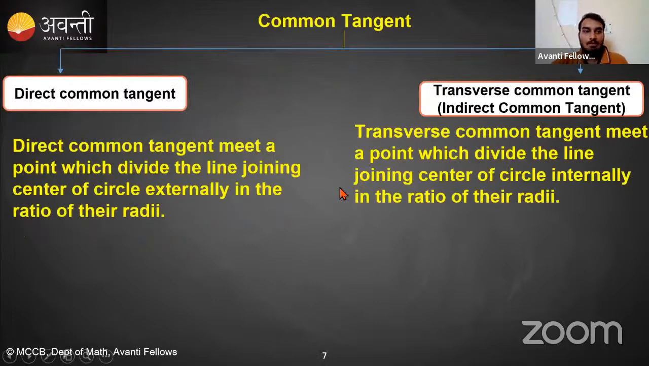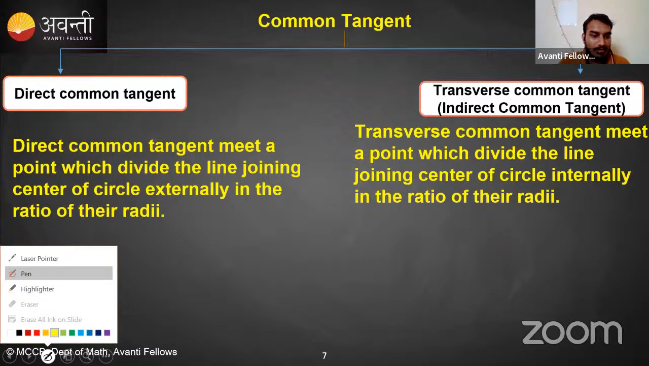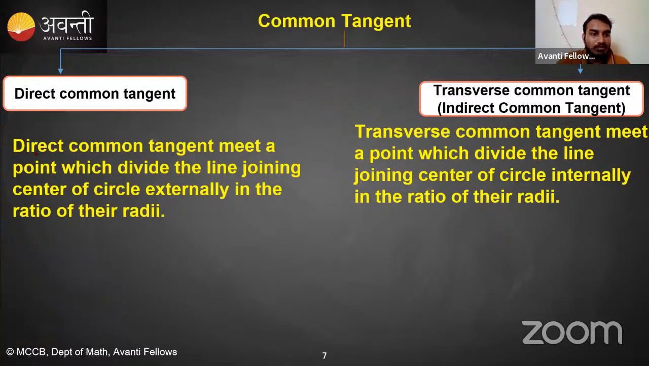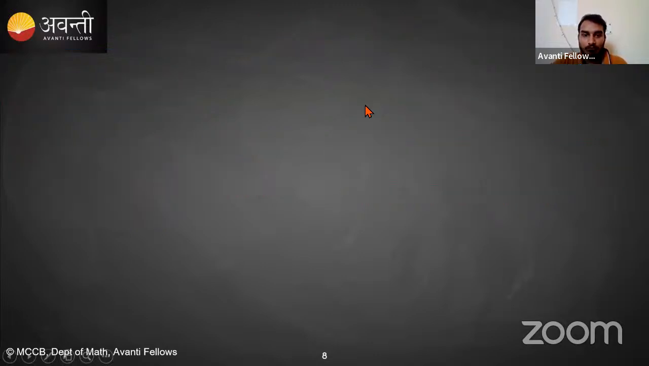Now this point I have already repeated. I have just written here again that the direct common tangents meet at a point which divides the line joining the centers of the circles externally in the ratio of their radii, and the transverse common tangents meet at a point which divides the line joining the centers of the circles internally in the ratio of their radii. The same thing I have just written here again. If it is clear, then let's move.